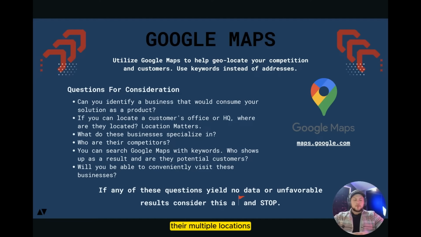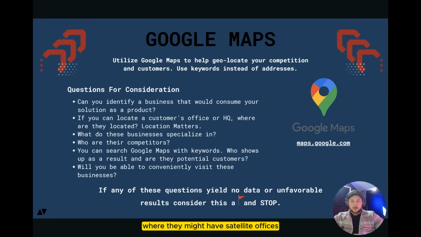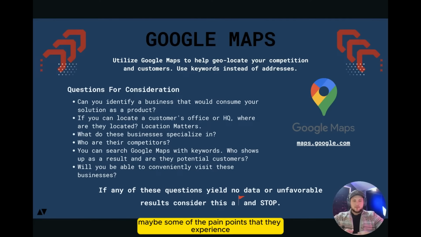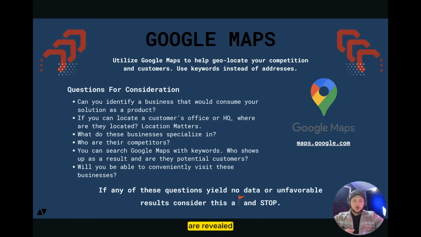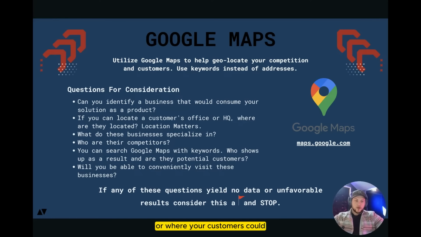We want to find their multiple locations, their headquarters. We want to find out where they're proximally located, where they might have satellite offices. The goal is to figure out what do these businesses specialize in, who are the competition that you're up against. We want to take a look at these businesses and their websites. Maybe some of the pain points that they experience are revealed. This is a great way of leveraging Google Maps to identify where your existing competition might be or where your customers could potentially be in the future.